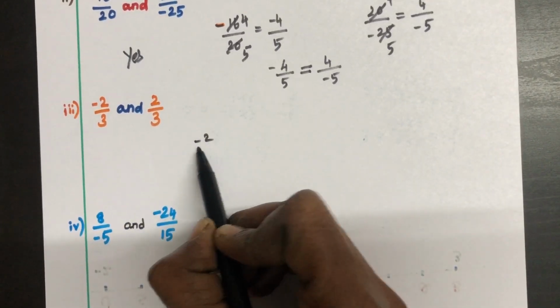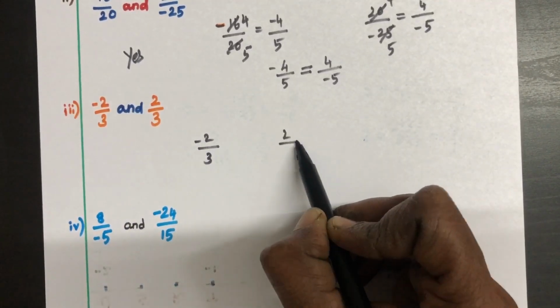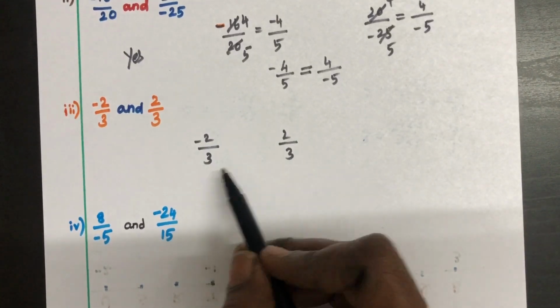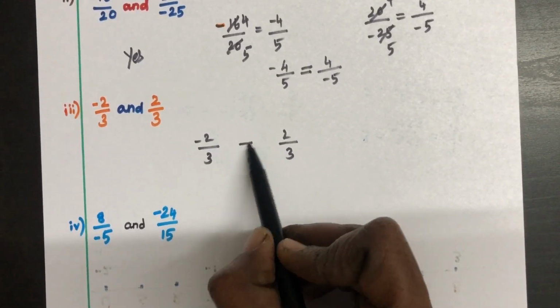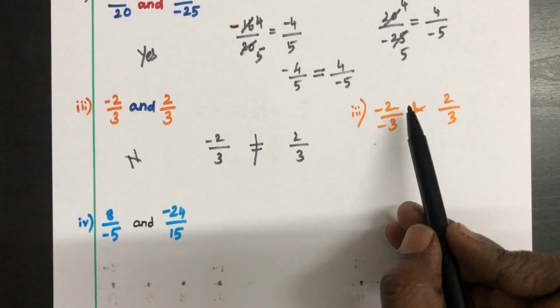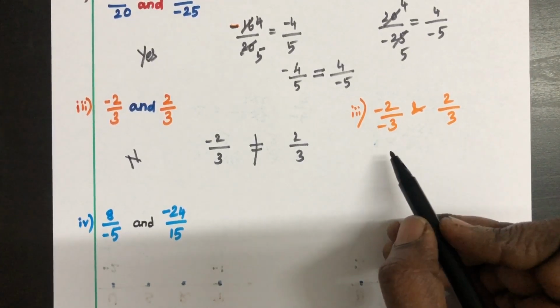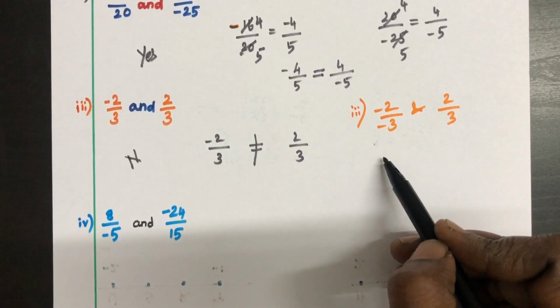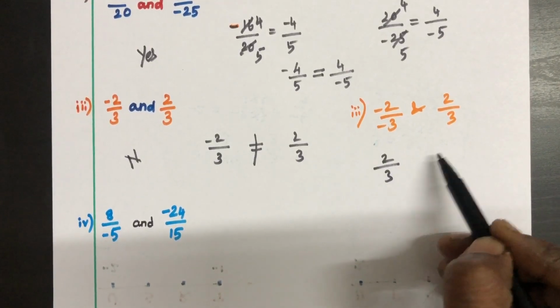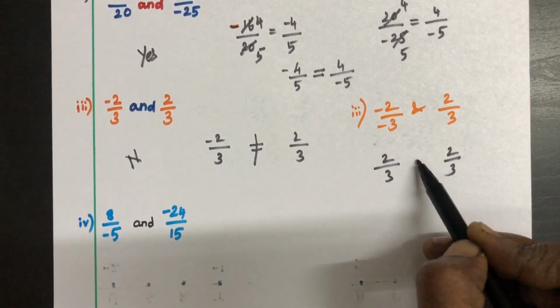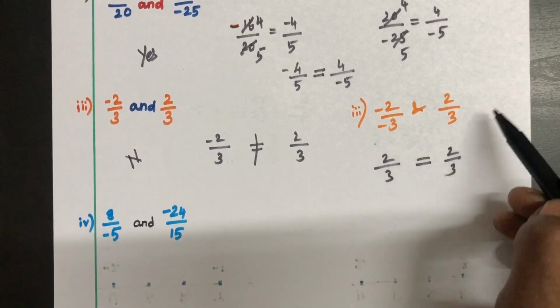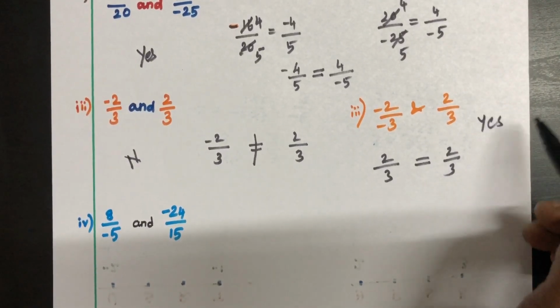Minus 2 by 3 and 2 by 3. Even though the fractions are equal, the signs are different. So they are not the same. In your book, they have given negatives in the numerator and denominator. So minus 2 by minus 3 is nothing but 2 by 3 only. Here it is already 2 by 3. Both are equal. So the answer for this question is yes, both are the same.